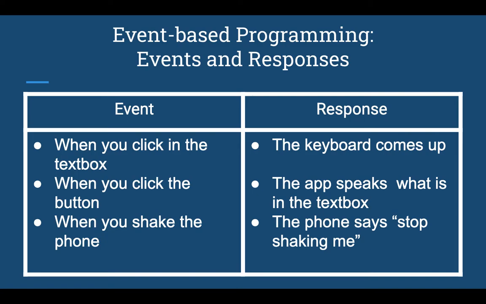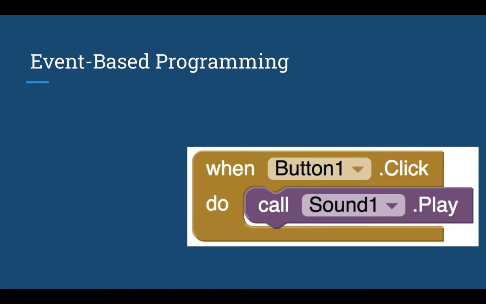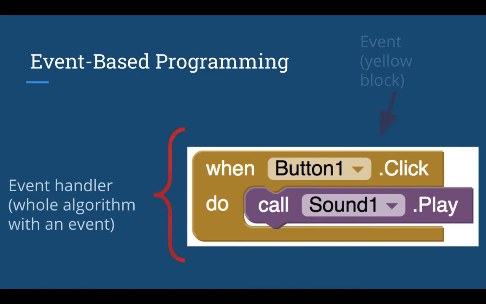That's another common event. A response is the app might speak what is in the text box, or for some people, they were able to set up the accelerometer, so when you shake the phone it will say something. So an event is something the user initiates within the app, and then it creates a response, and that's called event-based programming. Again, an example, very simply, when button 1 is clicked, that's the event, and the response is calling sound 1 to play. The event being the yellow blocks generally.